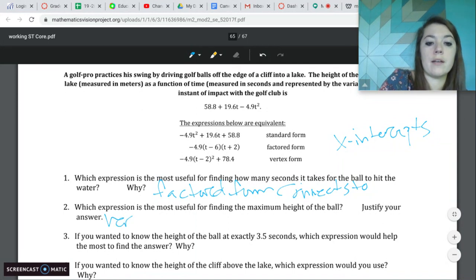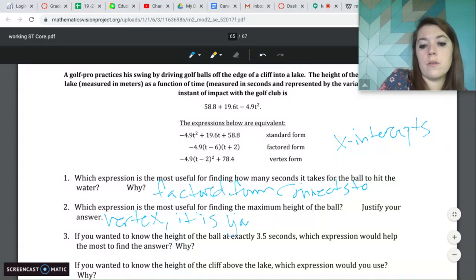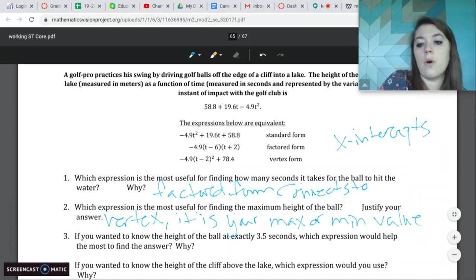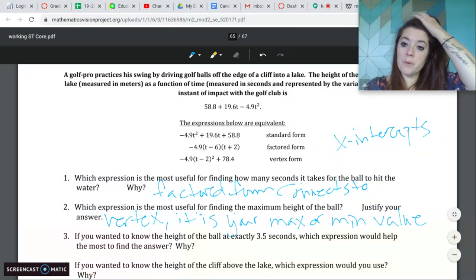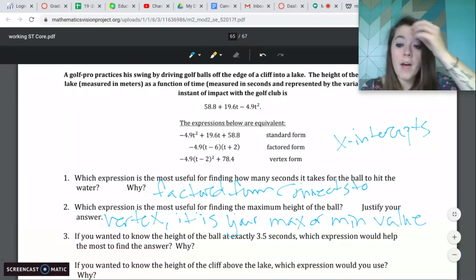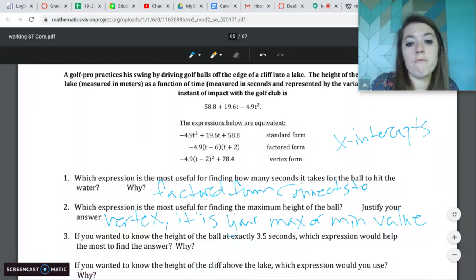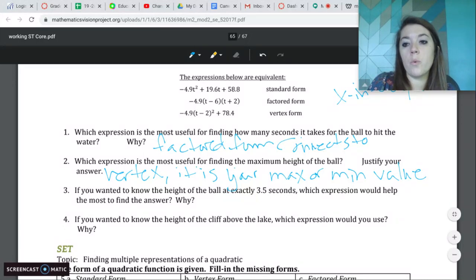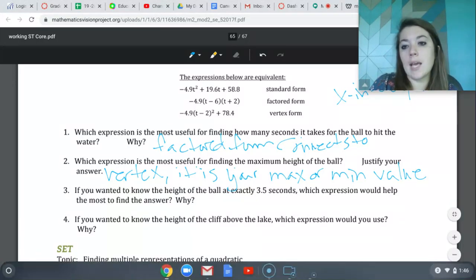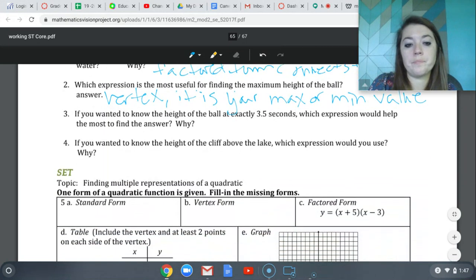So vertex, because it is your max or min value. So your vertex is always going to be either your maximum or your minimum value. So being as we're looking for the maximum value, we know we're going to want to go for that vertex. So you guys are going to answer questions 3 and 4. So it's just like what we're doing here. Which equation is going to be best suited to answer the question given?